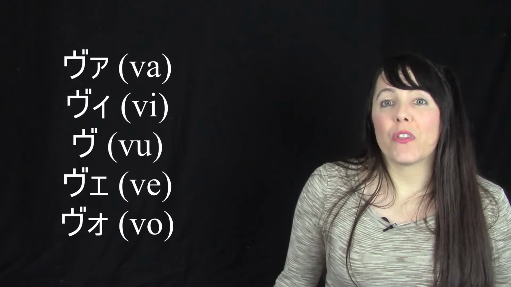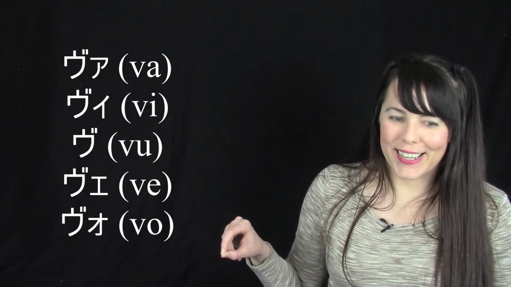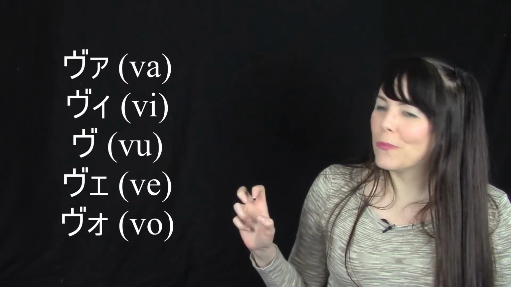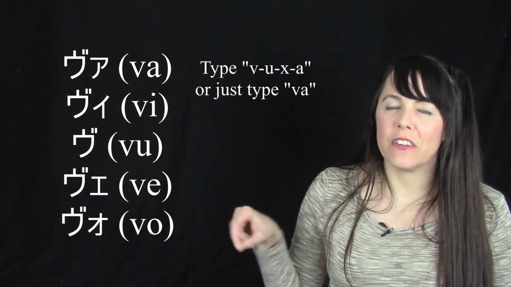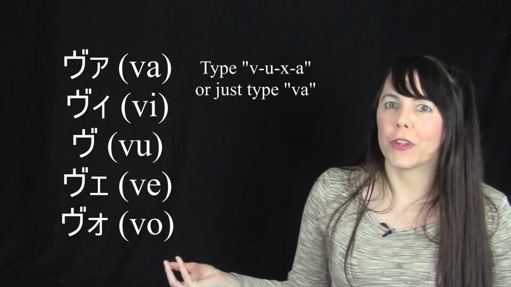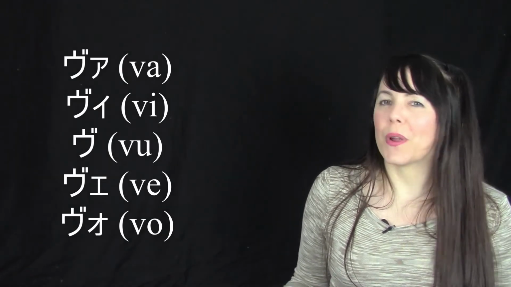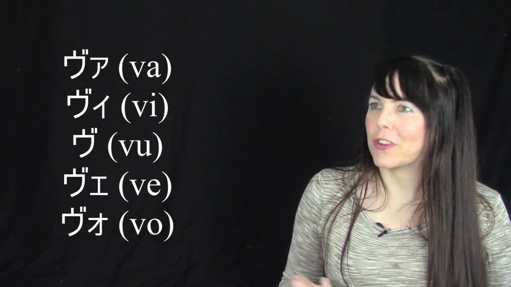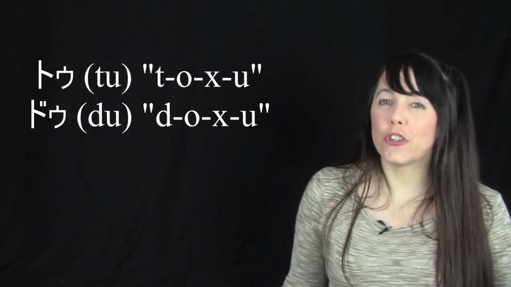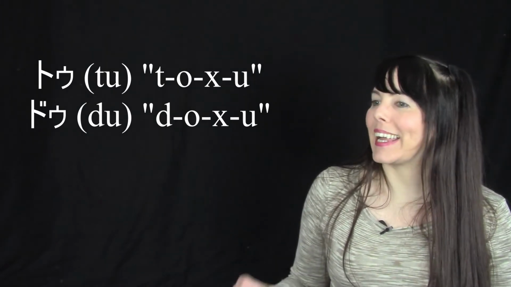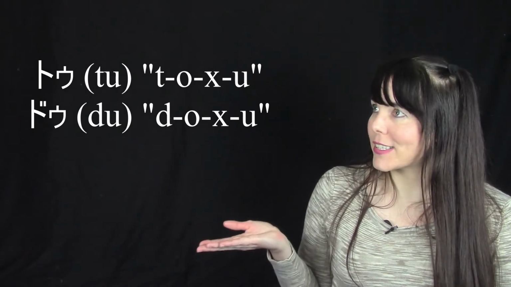You can also do the same with va, vi, ve, and vo, by again using that u with dakuten. And the way I write this on a keyboard is if you just write the letter V, va, it'll automatically do this conversion for you. So va, vi, ve, and vo with that vu character that we just sort of made up by adding dakuten to u. And guess what? You can also simulate tu and du by combining to and do with a very small u. So it would look like this, tu and du.